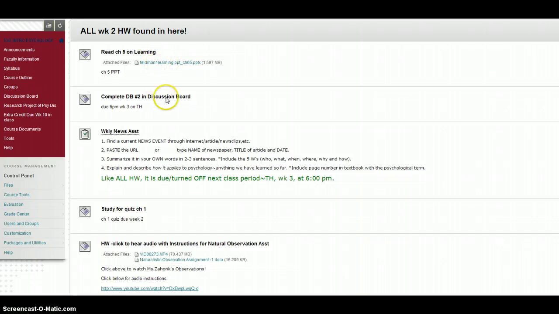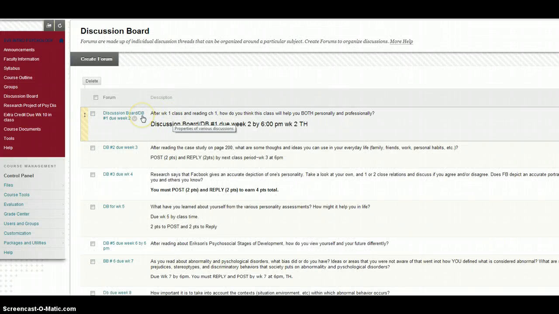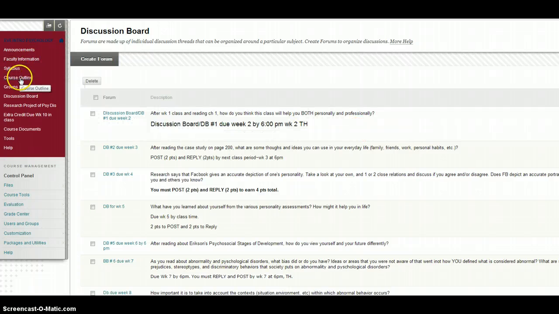Each week you'll be expected to go to discussion board and click on discussion board and contribute, for example, week 1, and contribute to this. And you will create a forum. You need to add a thread or create a forum and also reply to earn your total of 4 points a week. All homework is always due the following week by class time, always.